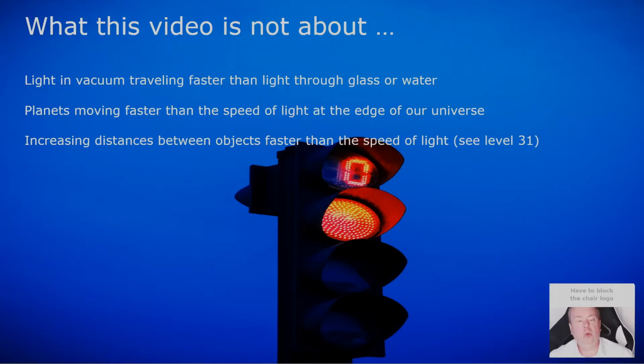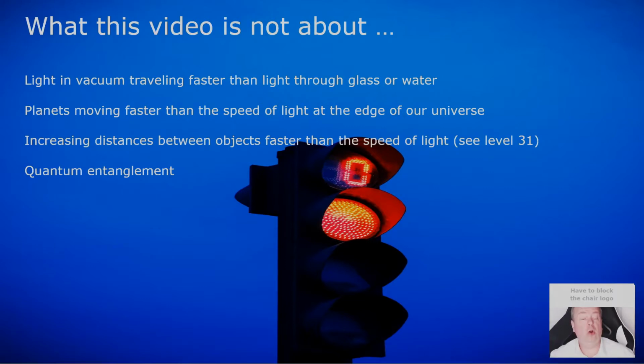We're also not going to talk about how the distance between different fast-moving objects can decrease or increase by more than c meters each second. In level 31 we had two rockets flying at 80% of the speed of light going head to head, and from our stationary perspective the distance between the two rockets actually decreased 1.6 c meters every second, but nothing was moving faster than the speed of light.